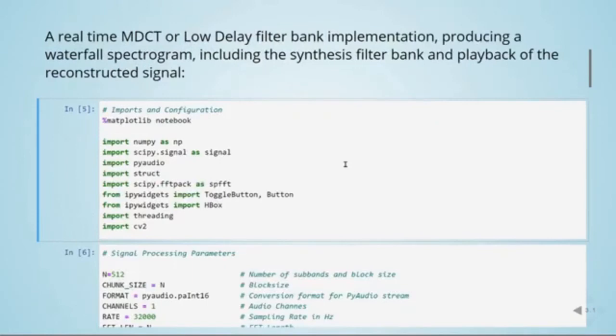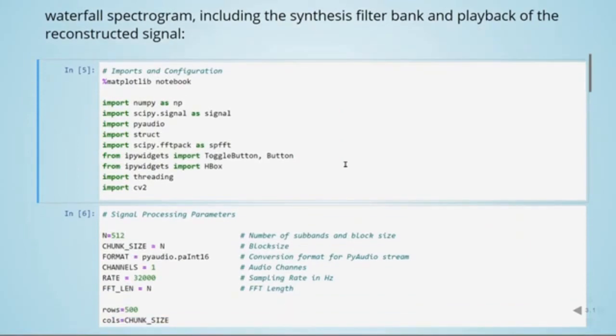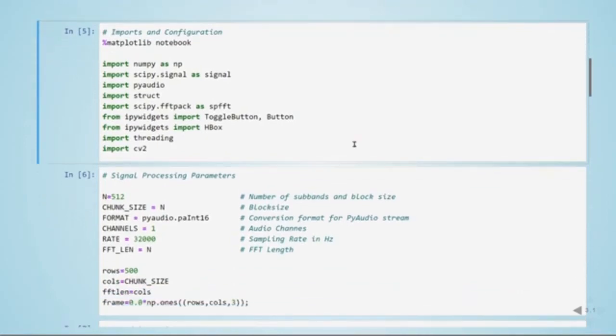We will now take a look at a real-time MDCT or low delay filter bank implementation producing a waterfall spectrogram, including the synthesis filter bank and playback of the reconstructed signal. For that, we are going to use NumPy, SciPy signal, PyAudio, and just IPy widgets, so some controls of the GUI. We are going to use CV2 this time, OpenCV, to plot our spectrogram.